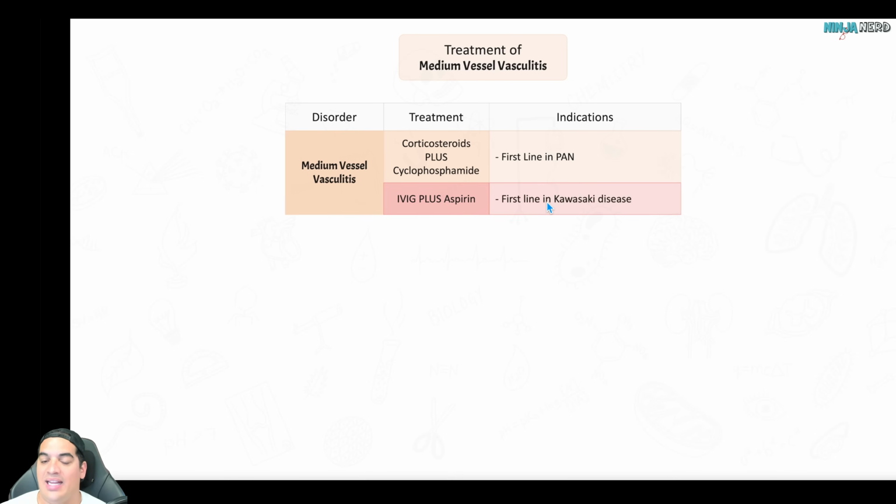So this is first line in Kawasaki's disease. Now, you're probably like, okay, so I give corticosteroids plus cyclophosphamide for PAN and IVIG plus aspirin for Kawasaki's. Cool. Is there another way I should look at this? I like to say, okay, there is another way that you could look at this.